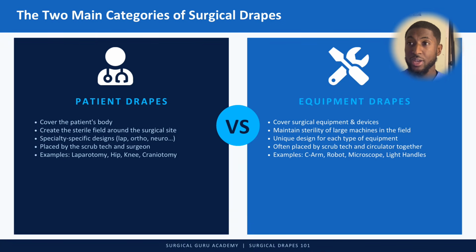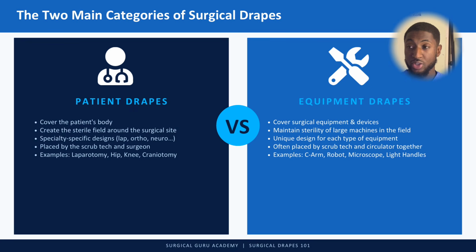All right, the two main categories of surgical drapes. You have patient drapes, right, which cover the patient's body, which creates the sterile field around the surgical site. It is specialty specific. So the designs, you have laparotomy drapes, you have laparoscopic drapes. The difference between a laparotomy drape and a laparoscopic drape, sometimes the laparoscopic drapes have pouches in them. That way you can put the laparoscopic instruments in them, or you can put your cords in there, such as your camera cord, your light cord, different instrumentation that you're going to be using. That way you can prevent it from falling on the ground.